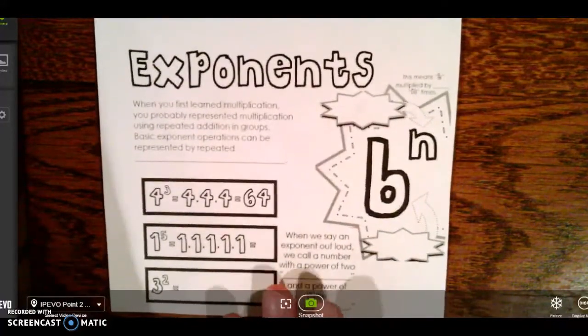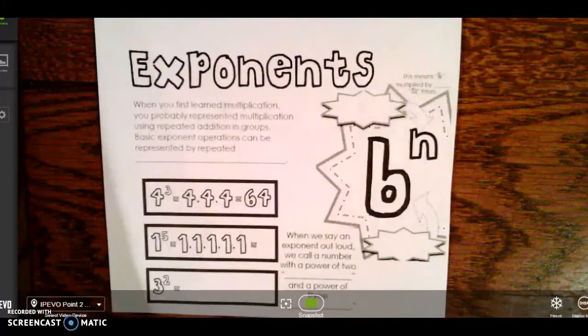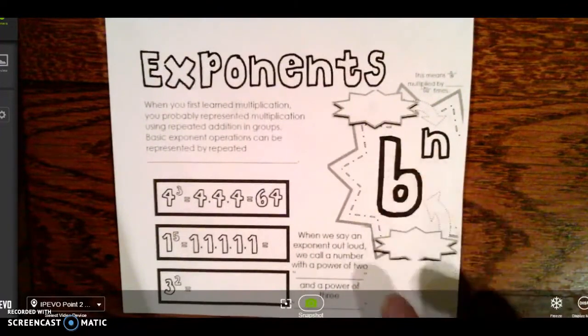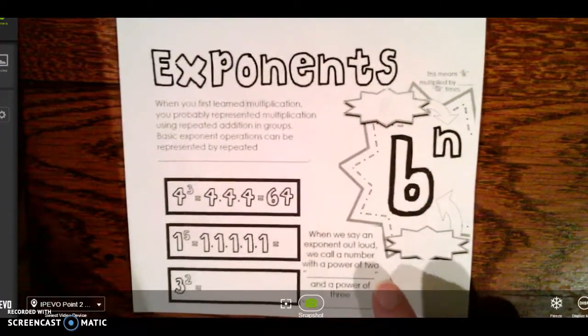The first sheet we're going to fill in today is actually called Doodle Notes. Doodle Notes have open spaces in the notes so that you can fill in and color in the shapes as you learn about the material.